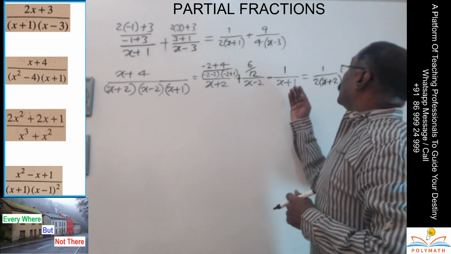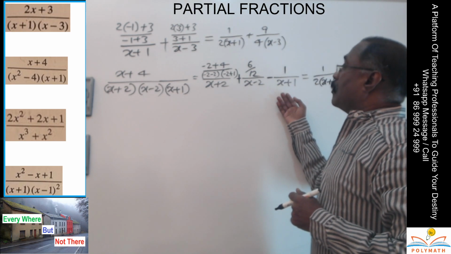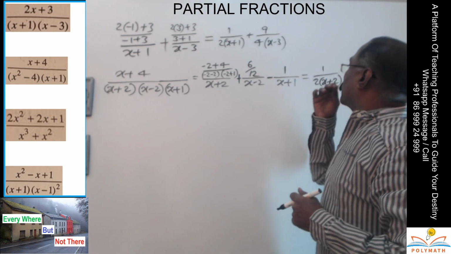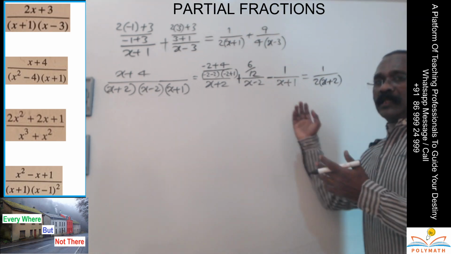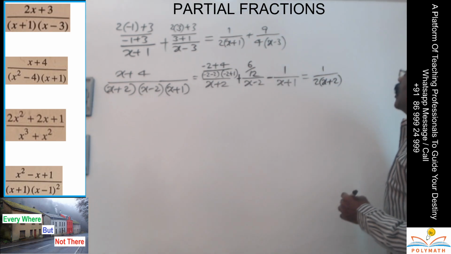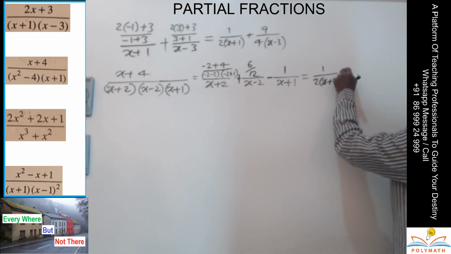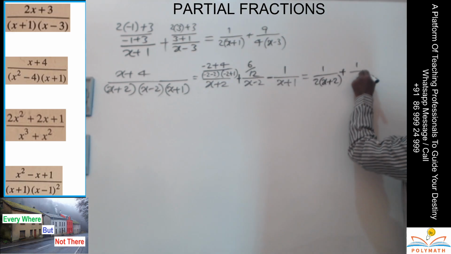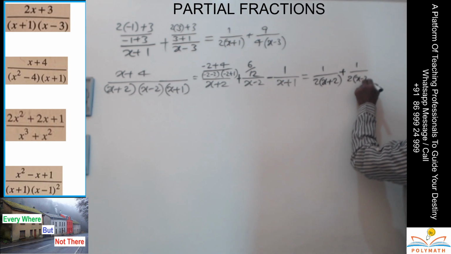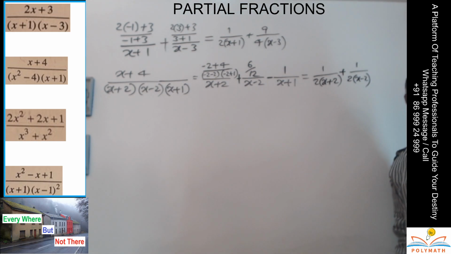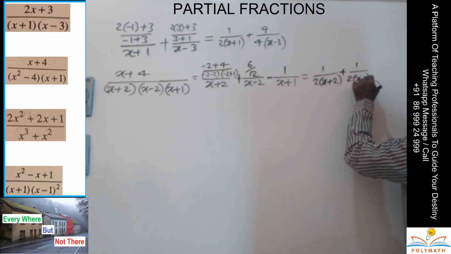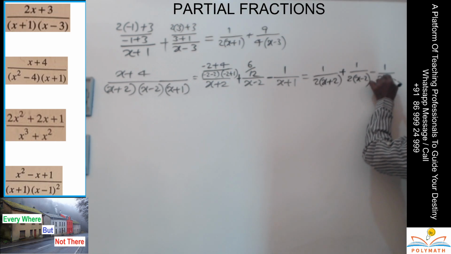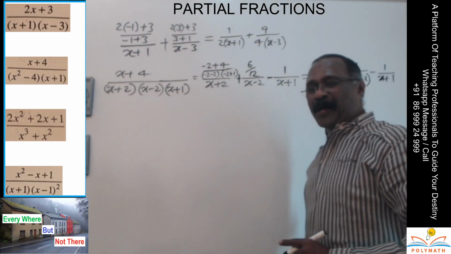Similarly, put x equal to minus 1 everywhere but not there. We did it. We got minus 1. Now the final answer is 1 by 2 into x minus 2 minus 1 by x plus 1. That's it, please. Second problem done.